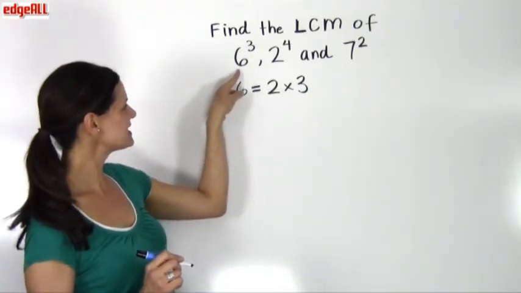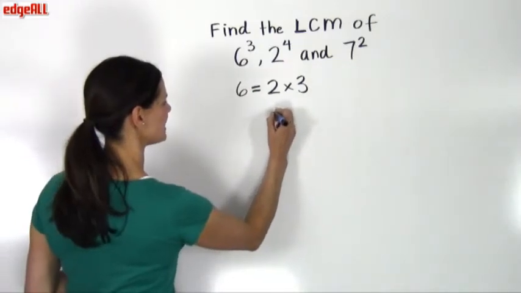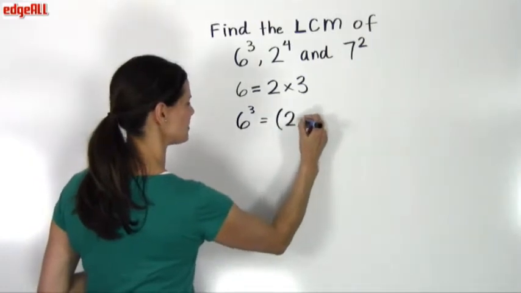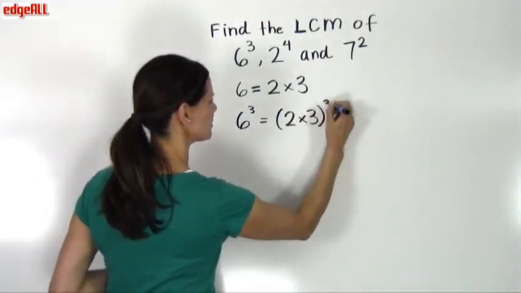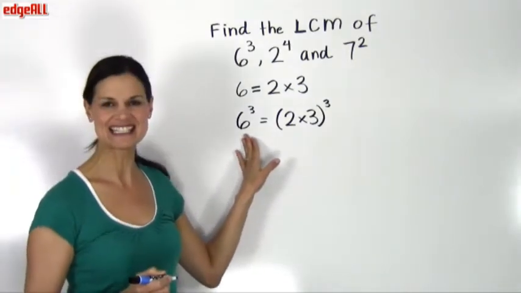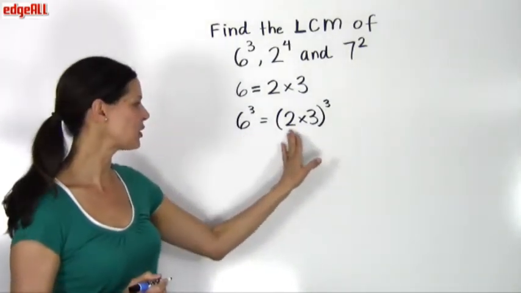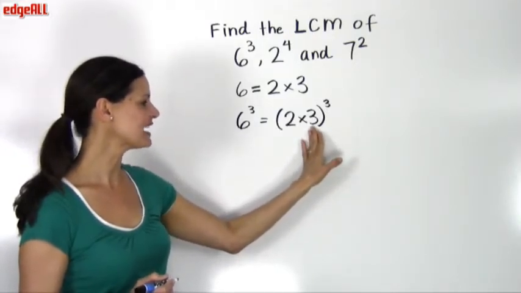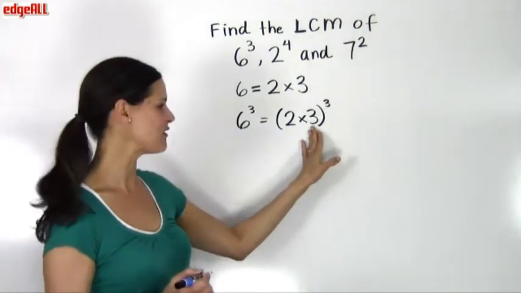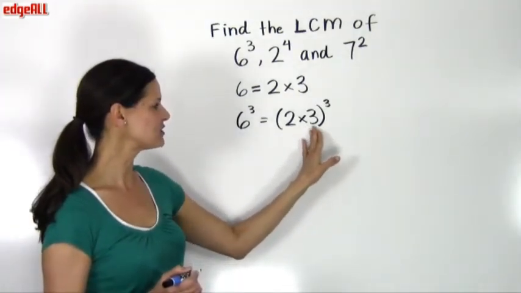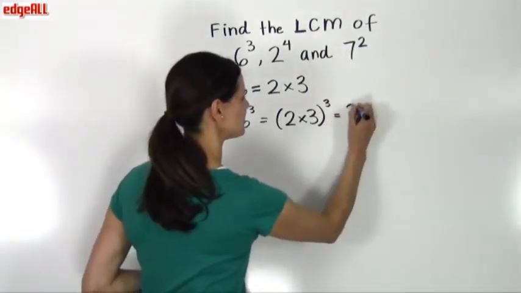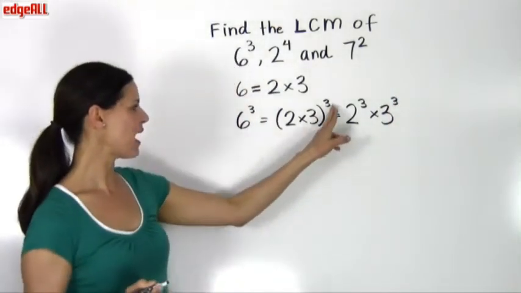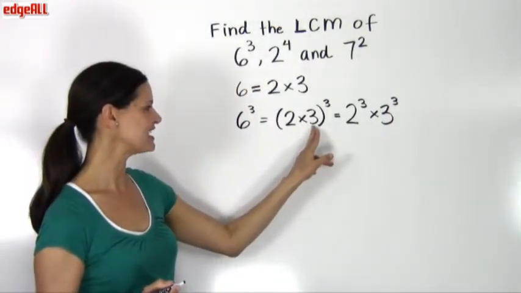Well, we have 6 cubed here. So I can rewrite this as (2 times 3) cubed. So I simply have replaced the 6 with its prime factorization of 2 times 3. And using the exponent rules that we looked at before, we know that (2 times 3) cubed is equal to 2 cubed times 3 cubed. So the power of 3 goes to the 2 and to the 3.